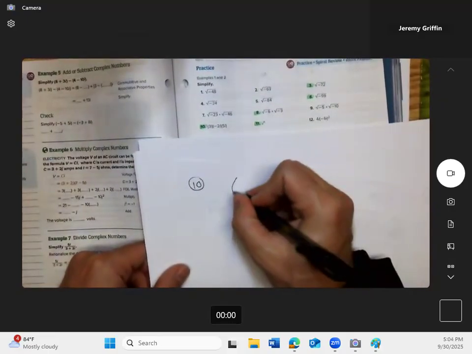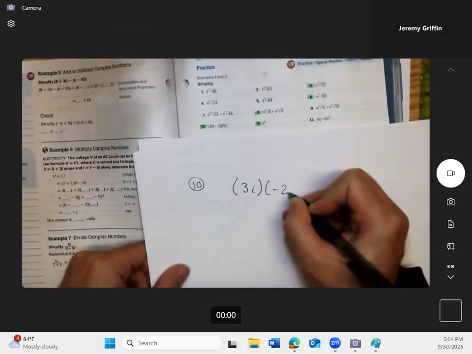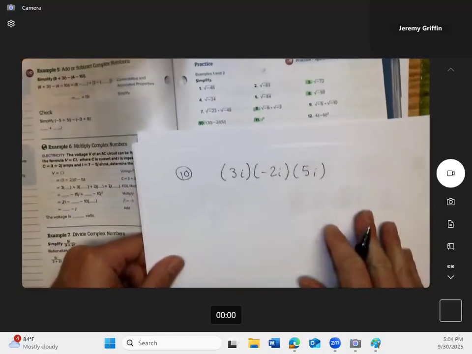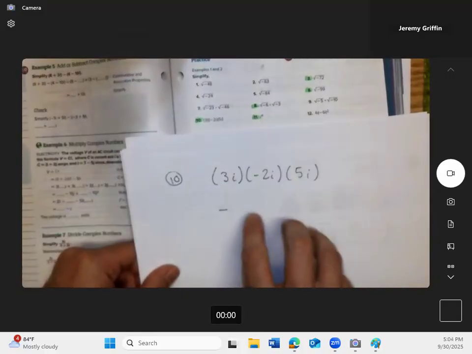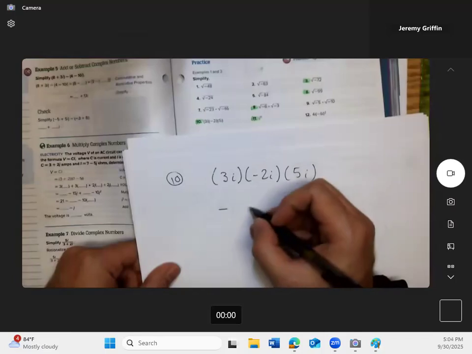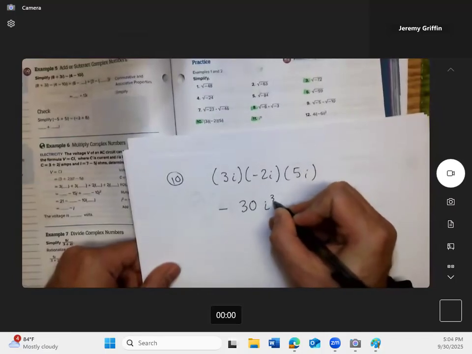Now they're giving us i's. I got a 3i, a -2i, and a 5i. Okay, so I'll pull the negative out in front. I got 3 times 2 is 6, times 5 would be 30. That's 30. And then I have 3 i's that are all multiplied, so that's like i to the power of 3.